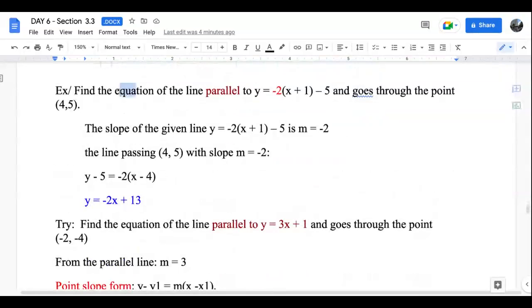Let's see this example. So we want to find the equation of the line parallel to this one, and going through the point. So basically, again, we're given a point, and we're given a slope, but the slope is hiding in another equation, which is parallel to this one. So we know parallel lines have the same slope. So we need to find the slope in this given line. Well, it's obvious, right? Slope is the number before x. So slope equals -2.